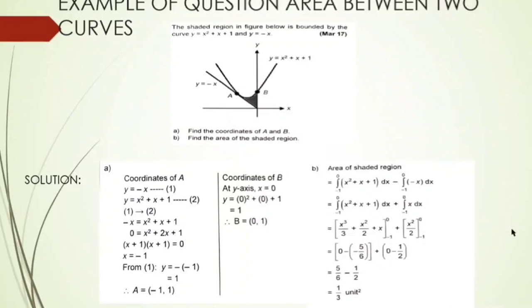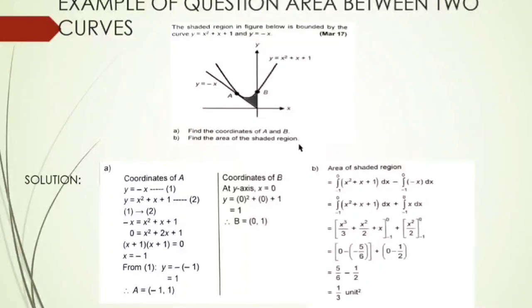Next, the coordinates of B at the y-axis, where x equals 0. We insert it into the second equation, y equals x squared plus x plus 1. So y equals 0 squared plus 0 plus 1, and we get the same answer, which is 1. So the coordinates of B are (0, 1). For question B, find the area of the shaded region.